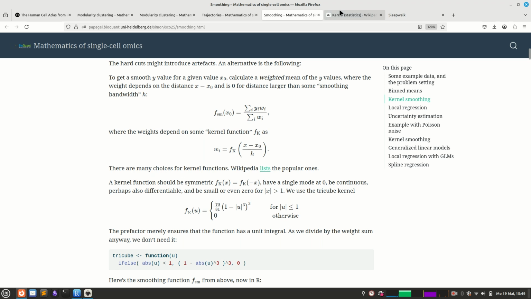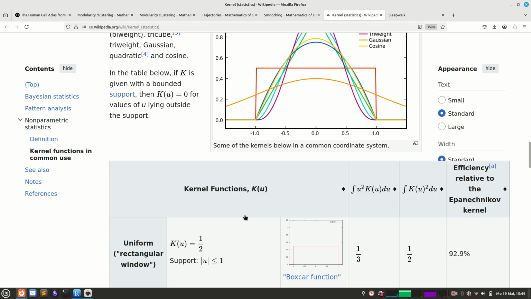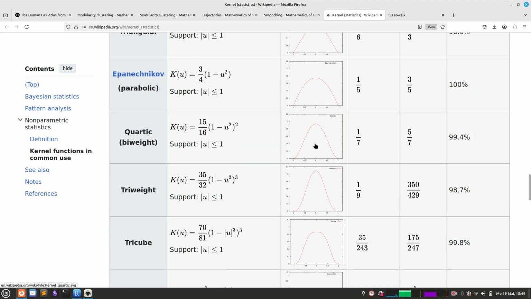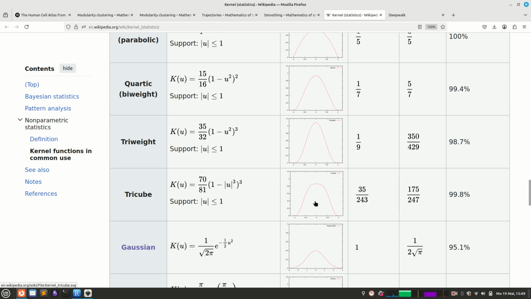And now I need a kernel, so anything which has roughly a shape like that one. And what people really like to use is this one here. It's called the tricube kernel, and you see it has a couple of nice things. First, it is differentiable, so you can get a second and a third derivative.